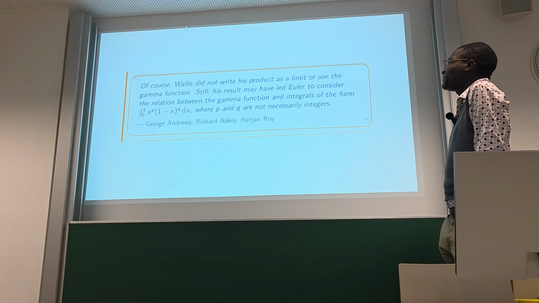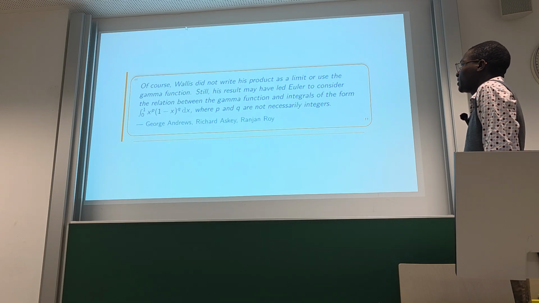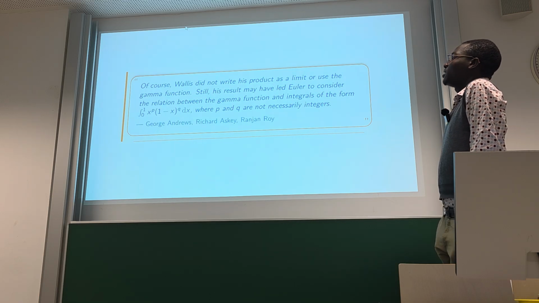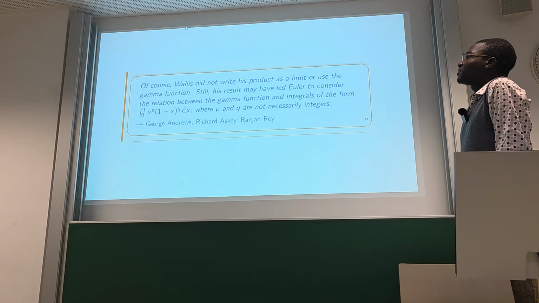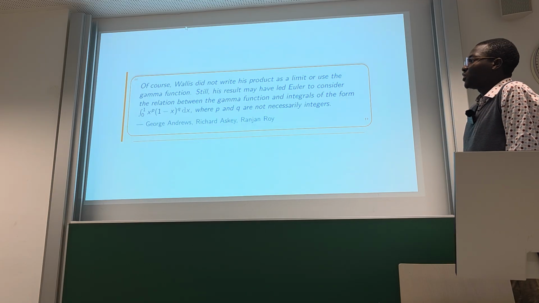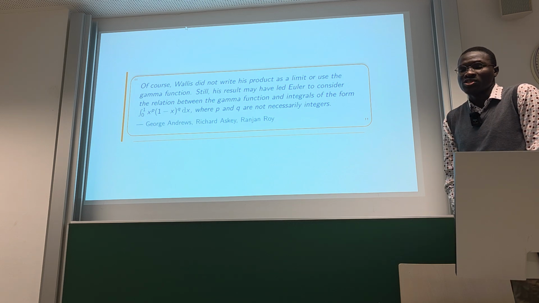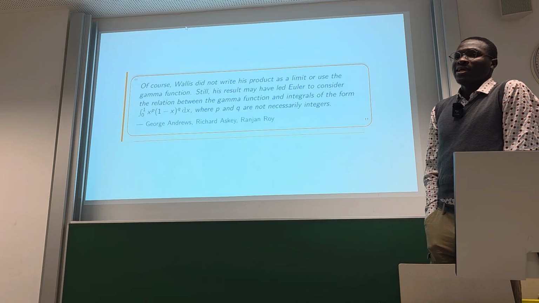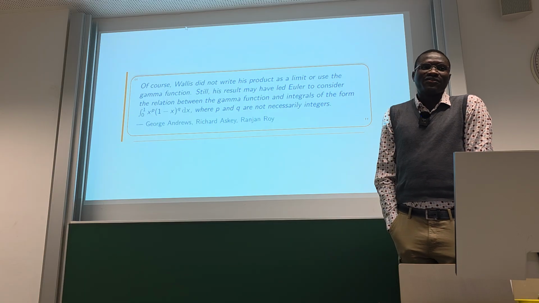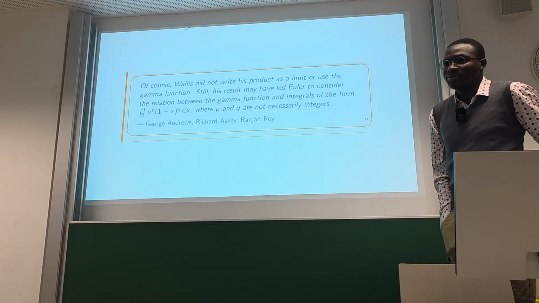Still, his result may have led Euler to consider the relation between the gamma function and integrals of this form, the integral of x to the power of p times 1 minus x to the power of q on 0 to 1, where p and q are not necessarily integers. And now we are getting to the beta function proper. Starting with the beta integral.